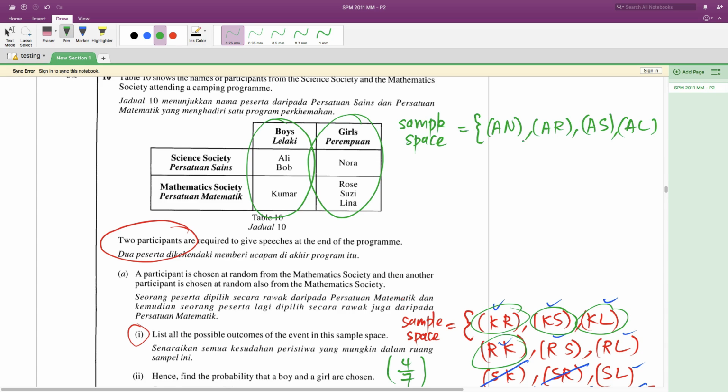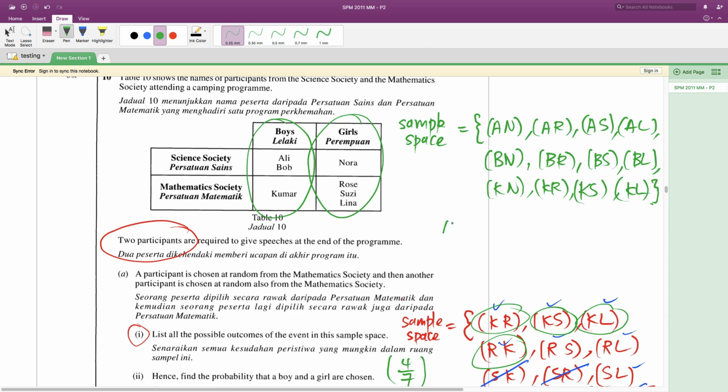If the first person is B, then it's the same thing: BN, BR, BS, and BL. And then for the next one, I start with K, so it'll be KN, KR, KS, KL. I think this is all the possible outcomes. You have 12, so the number of sample space is 12.